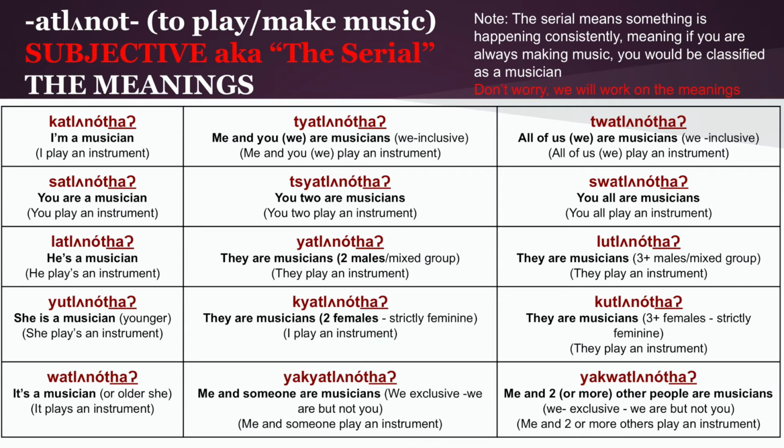All right, so this chart has all the meanings because it is important to know what we're talking about as language learners. So the top in red of the chart has the verb conjugations, gadlanot, gadlanota. So remember, ga is me, udlanot has to do with play or making music, and ta is an indicator that this is the subjective or the serial, and so that means that it's happening all the time, or it can be happening in the moment. So for this verb, it means happening all the time.